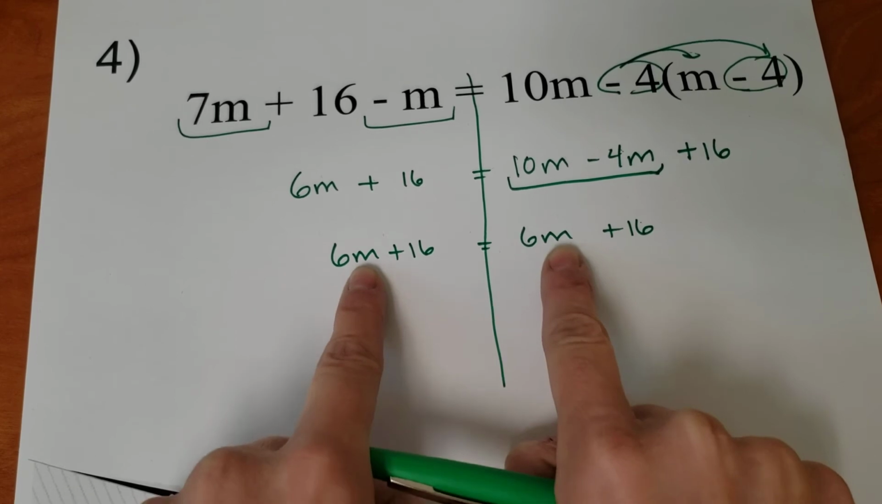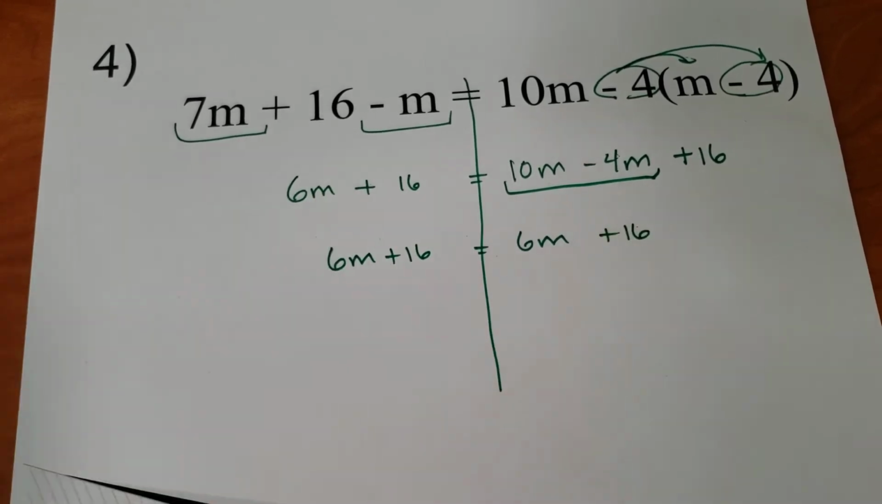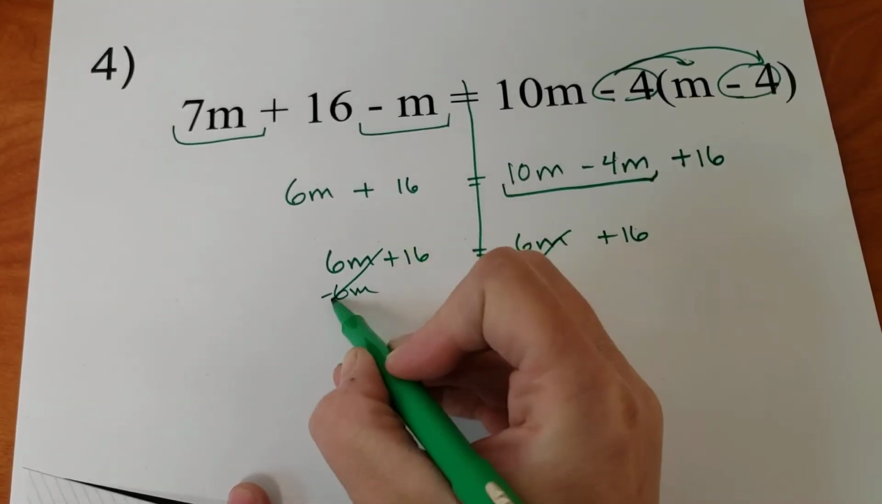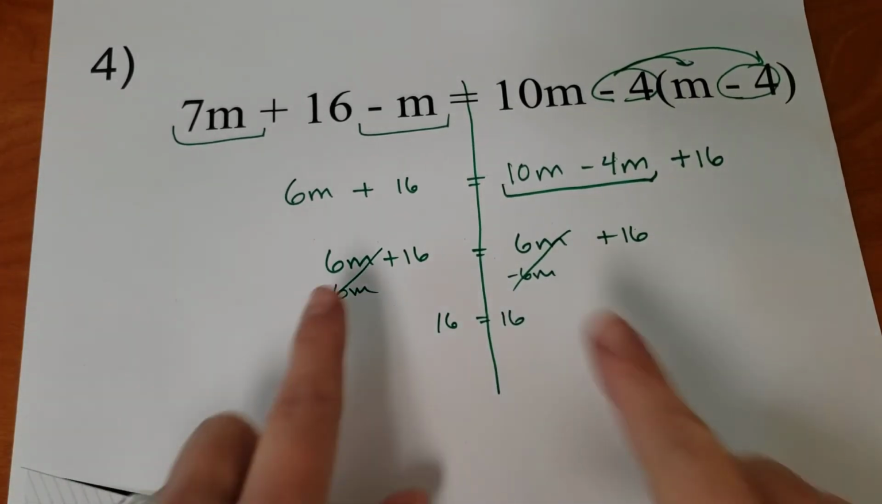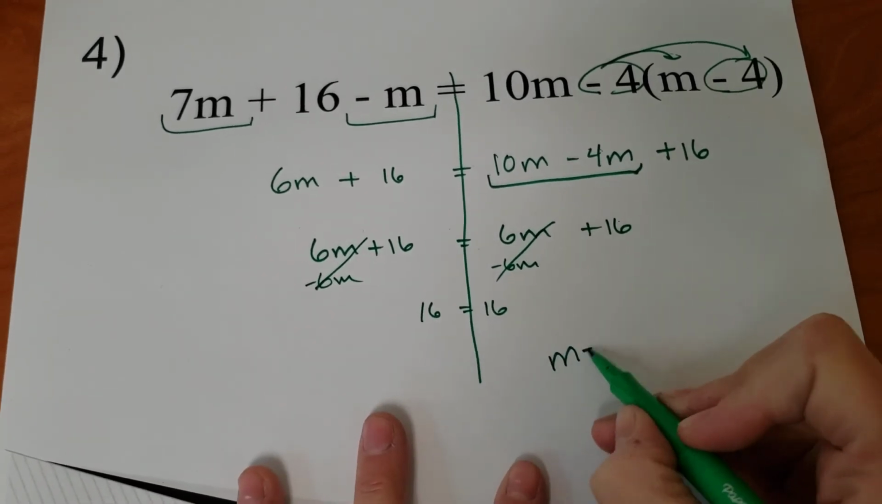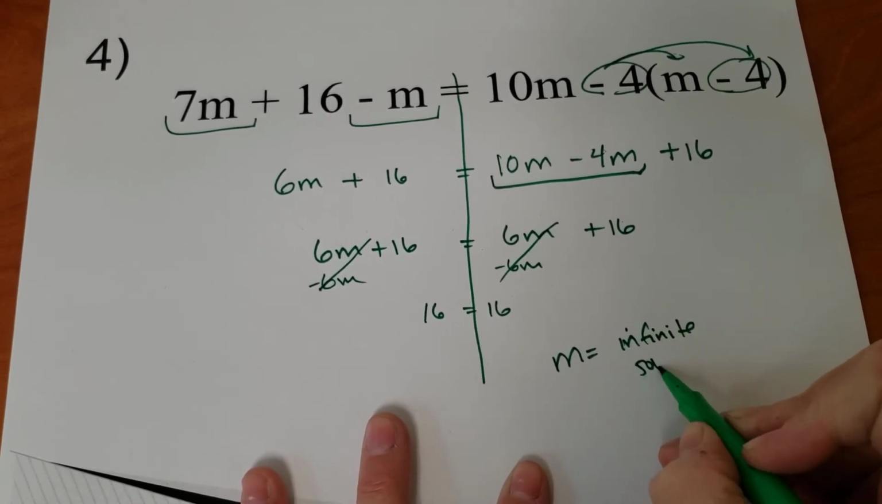Yes, think: if I plug any number in for m, multiply it by 6, and then add 16, they're always going to be equal. m could be anything. Even if I continue and minus the 6m, they cancel out, and I get 16 equals 16, which is another true statement. It's an identity. This is an identity, this is an identity. So, therefore, m equals infinite solutions.